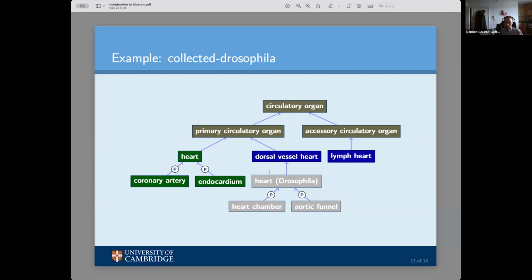But if you merge other species-specific ontologies, you could end up with a lot of terms. One term representing, for example, the fly-specific heart, one term to represent the spider-specific heart, and so on.